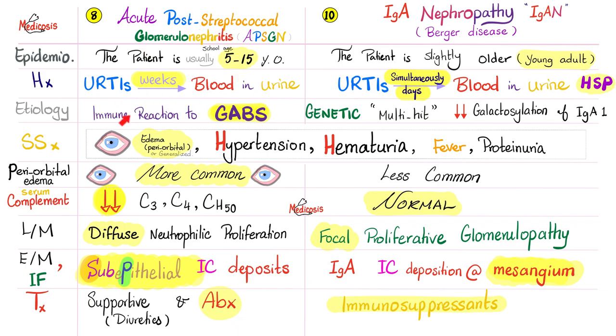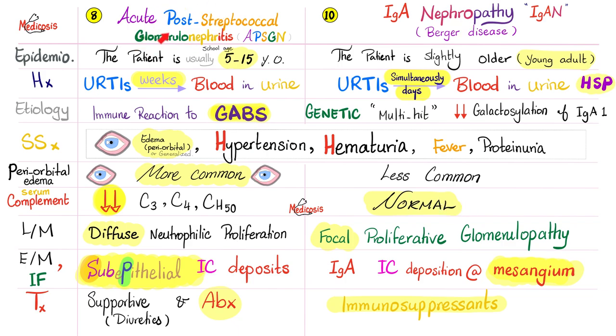The etiology: some weird immune reaction triggered by group A beta hemolytic streptococci. IgA nephropathy has genetic component, it's multi-hit, decreased galactosylation of IgA1. Don't forget your positive anti-glycan antibodies. Next, signs and symptoms. Both are nephritic, which means hypertension, hematuria, fever, proteinuria, maybe some periorbital edema, which is way more common in acute post-streptococcal, less common in IgA nephropathy. Serum complement is very important. It is low in cases of acute post-streptococcal, but it's normal in IgA nephropathy. It might even go up a little.